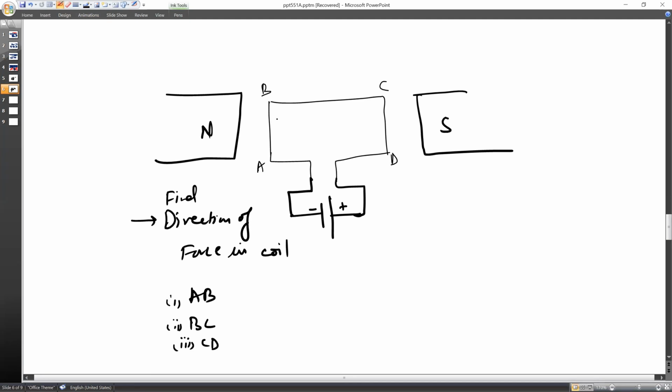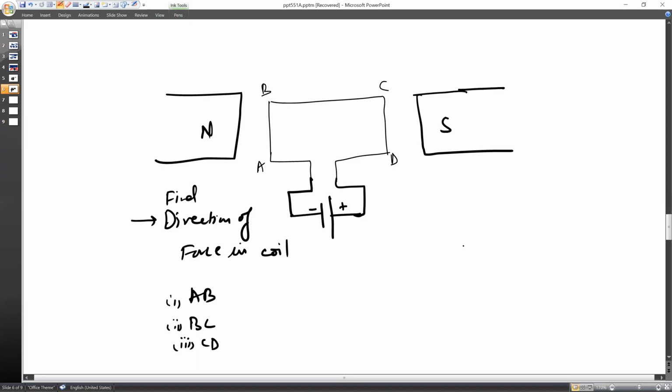If no direction is given to you, then consider that everything is in the plane of paper, whatever the drawing is given, and your answer will be either into the plane or away from the plane or out of the plane. Now tell me, is it into the plane or away from the plane? Sir, into the plane.